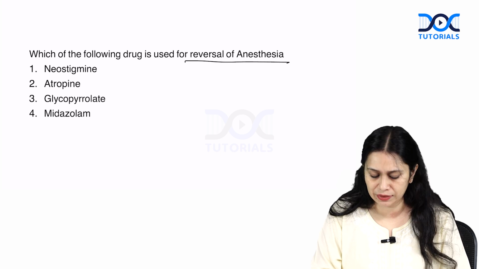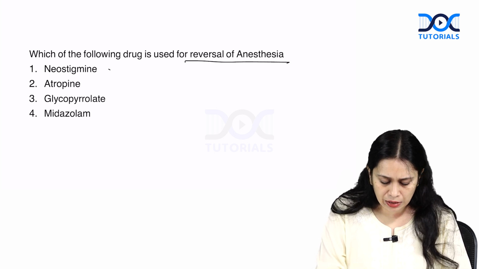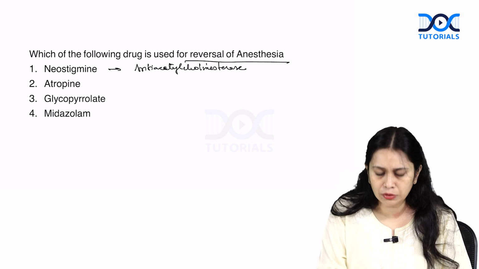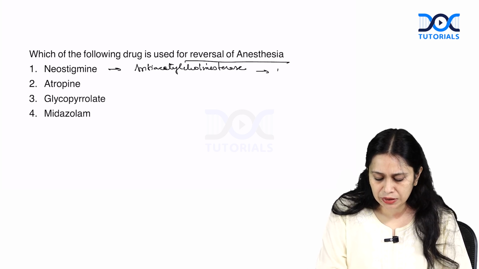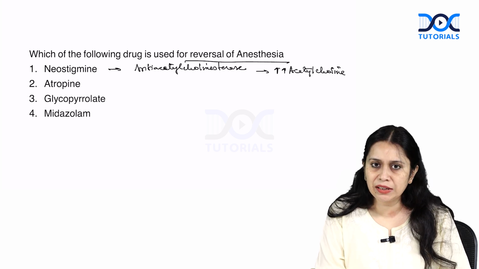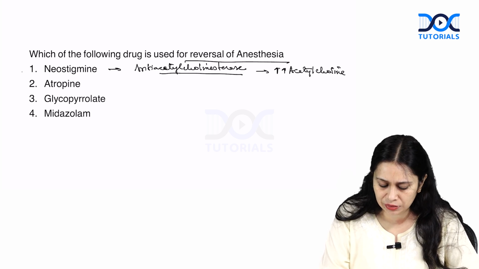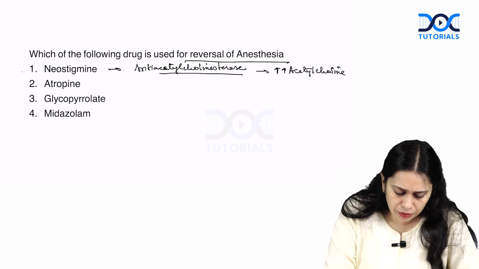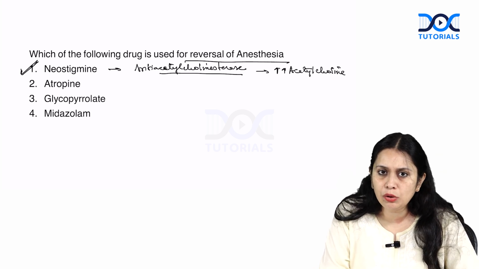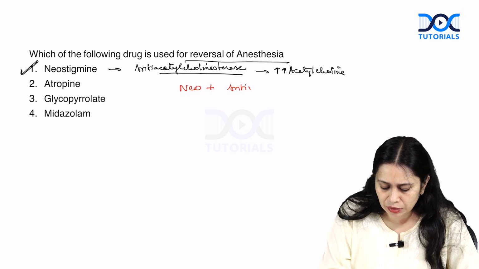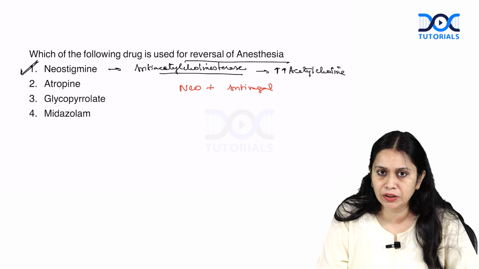Direct question, reversal of anesthesia. Now neostigmine, anti-acetylcholinesterase. Now this is used for reversal, but it acts by increasing the quantity of acetylcholine by stopping the metabolism of acetylcholine, by stopping the action of acetylcholinesterase. It is anti-acetylcholinesterase. So this is used as a reversal agent. Now neostigmine is not given alone, we give neostigmine with an antivagal agent to counteract the muscarinic side effect of neostigmine.